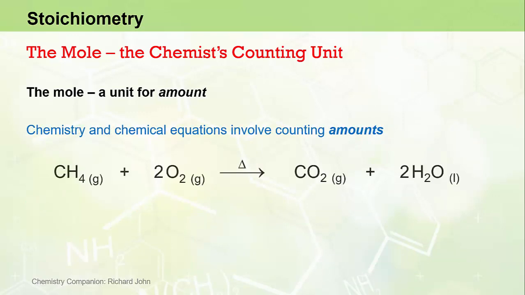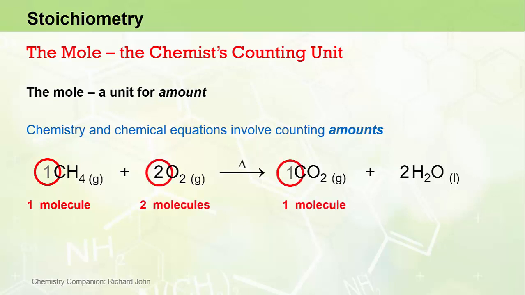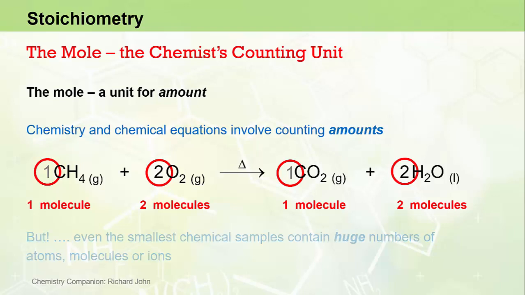For example, here's a chemical equation for the combustion of methane, and it is a quantitative expression that one molecule of methane reacts with two molecules of oxygen to produce one molecule of carbon dioxide and two molecules of water. The problem is, even the smallest chemical samples contain huge numbers of atoms, molecules, or ions, and we are never going to start with one or two molecules, or even with a few molecules. We are typically going to start with trillions upon trillions of molecules.